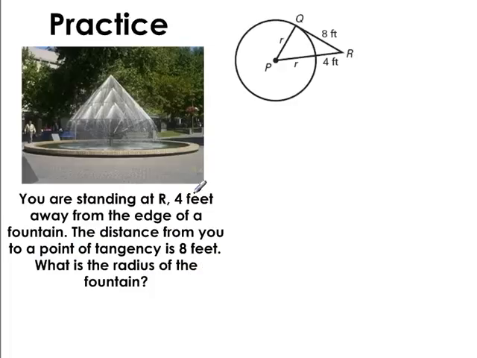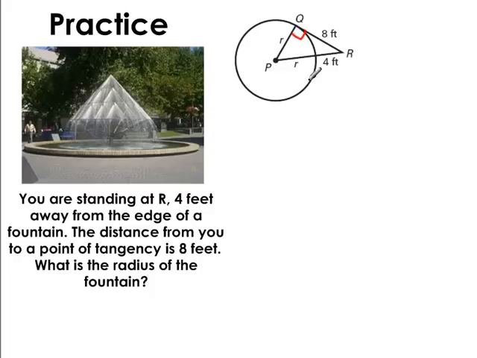Let's practice this. You're standing at R, which is 4 feet away from a fountain. The distance from you to a point of tangency is 8 feet. What's the radius of the fountain? Looking at this, I notice that we formed some sort of triangle. And we know that this segment QR is tangent because the distance from you to a point of tangency is 8 feet. So going back to our last theorem, we know that if a line is tangent to a circle, then it's going to be perpendicular to the radius. So what this means is we have a right triangle.